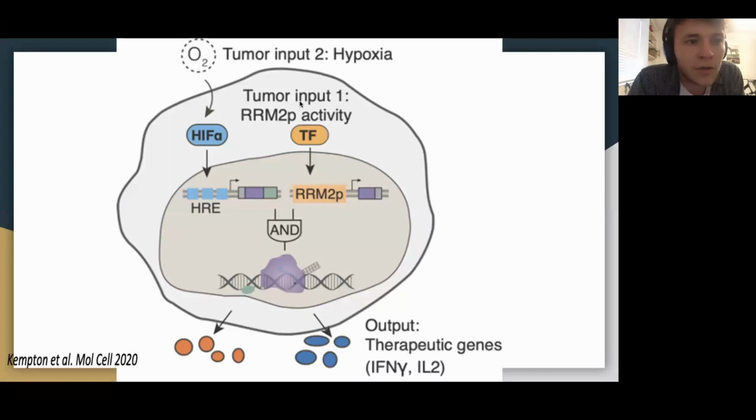This is ribonucleotide reductase, an enzyme that works to make ribonucleotides into deoxyribonucleotides, which has been shown to be extremely active in cancerous cells because they're dividing all the time. They need a lot of DNA. And then the second one is hypoxia. Cancer is often found in hypoxic environments.